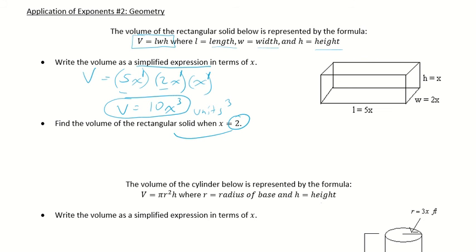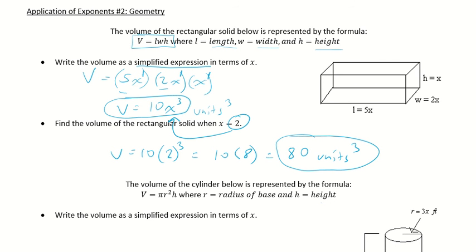They tell us now that x equals 2, so we'll sub that into our formula. 2 cubed times 10, and 2 cubed is 8. 8 times 10, so the volume is 80 units cubed. And it's important to include those units cubed because it's telling us several things. It's providing meaning or value to the 80. It's not just a number, but instead it's a volume to that specific rectangular prism.